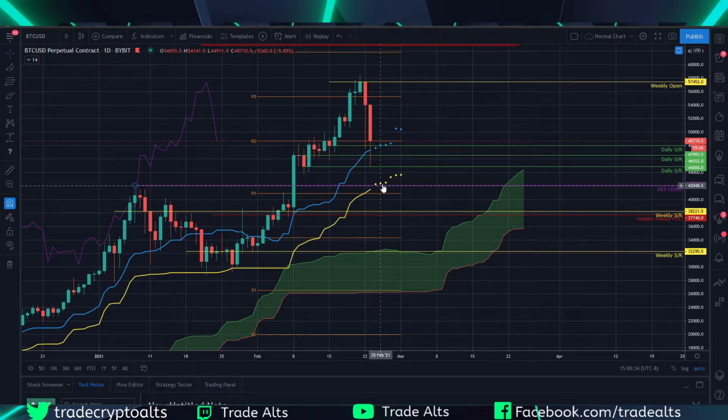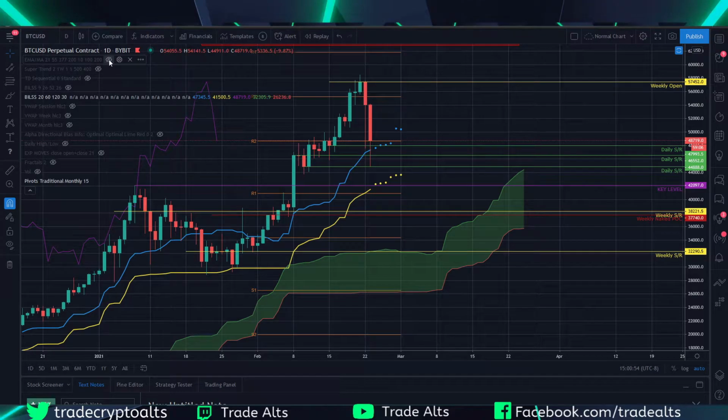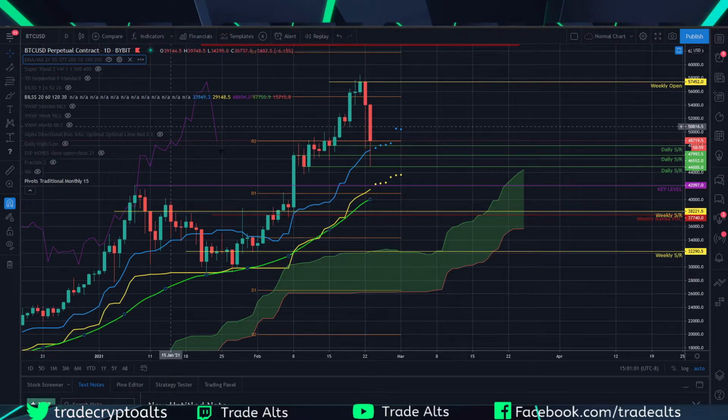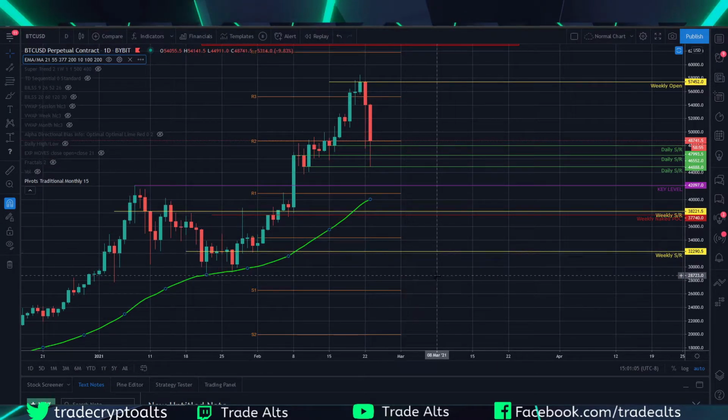I wouldn't mind that happening. But again, you have your daily Kijun here, the prior all-time high level, and your R1 monthly pivot is here. So this setup has been pretty decent. Now, actually, I want to turn something else on. So this is the 55 EMA. I'm going to turn off Ichimoku just for a second.